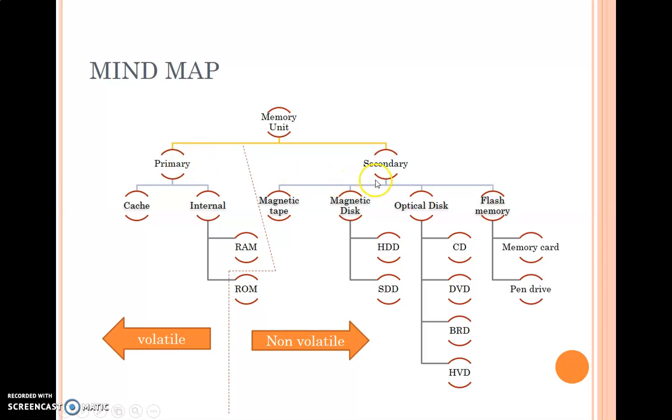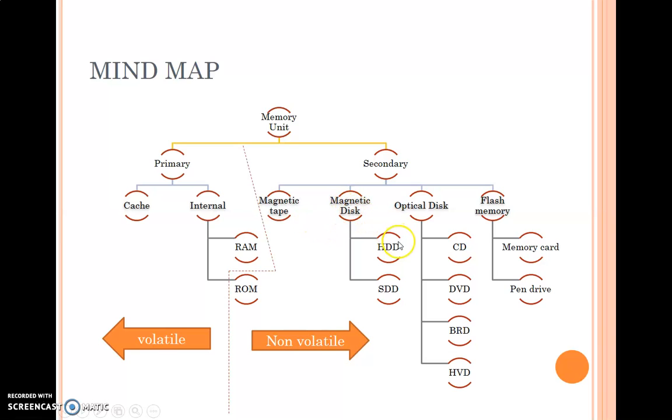Here there is a mind map of memory unit. Primary memory, secondary memory. We have discussed cache memory, internal memory in the form of RAM and ROM. Secondary memory is divided into magnetic tape. Magnetic tape was used earlier and it is a serial type of access. We cannot jump to any other data. We have to go in a serial way.